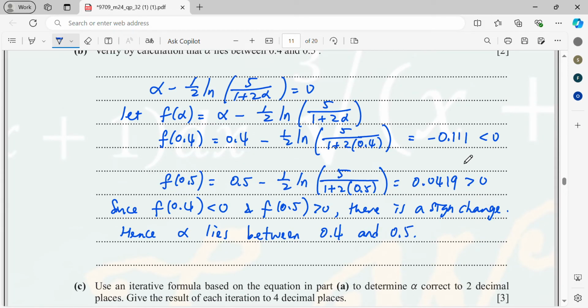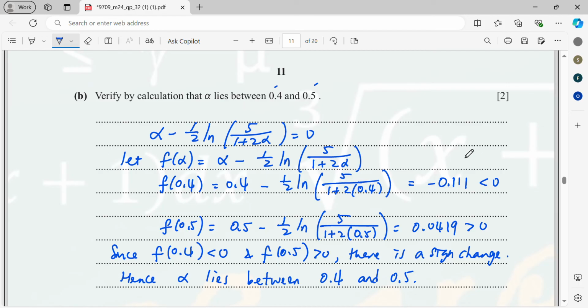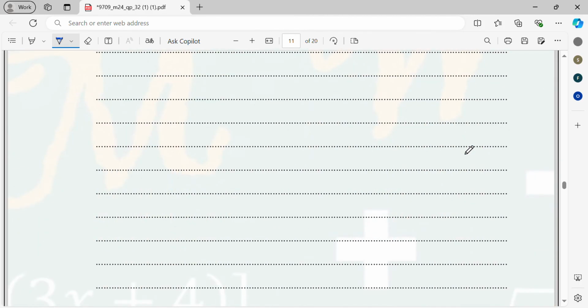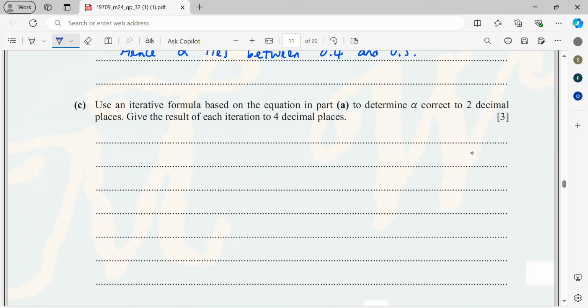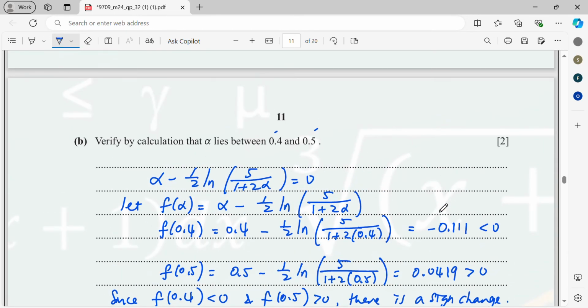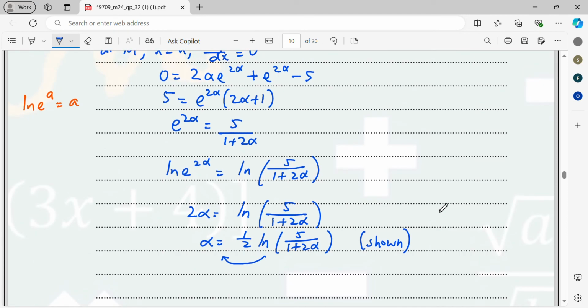Okay, so done for part B. So C, use an iterative formula based on the equation in part A to determine alpha correct to 2 decimal places. Give the results of each iteration to 4 decimal places. So now refer back to the formula in part A. This is a formula, but in order to get the iterative formula, we need to add on the subscripts.